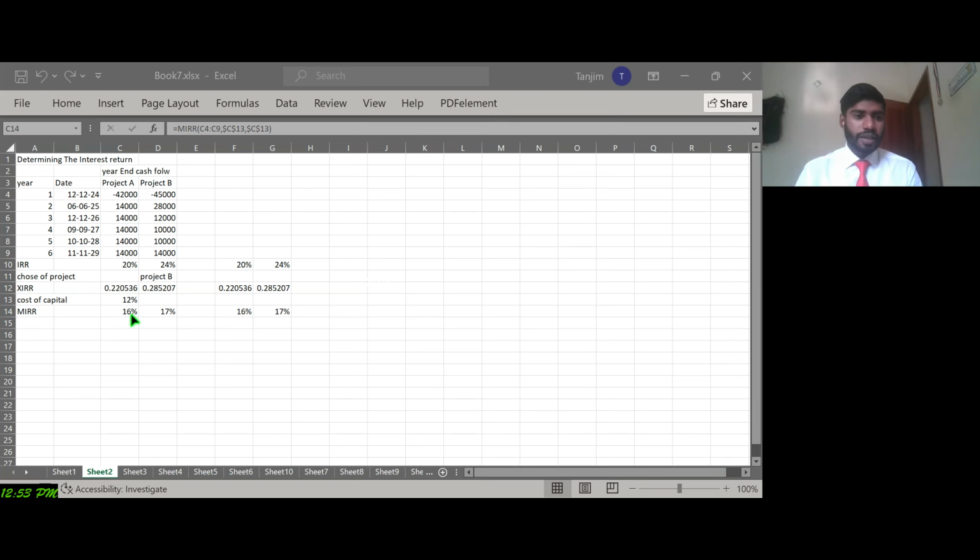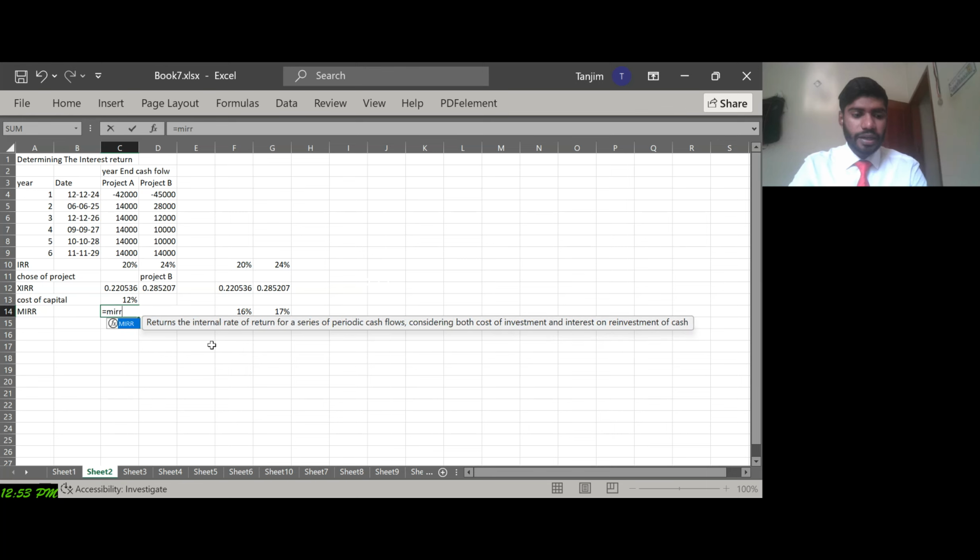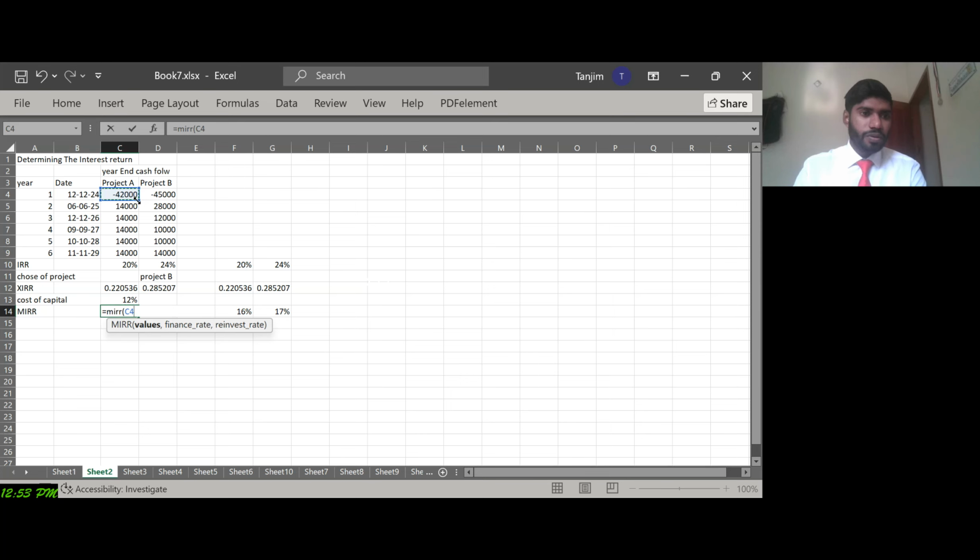Okay, so now we calculated the MIRR. Firstly, we can press equal and then type MIRR and open the bracket. The values are B4 to B9, and comma, and the financial rate.